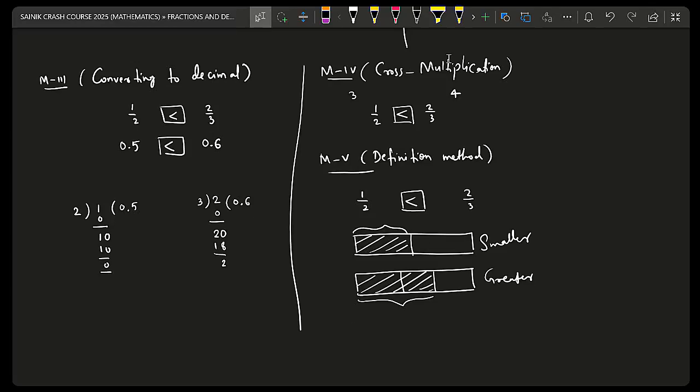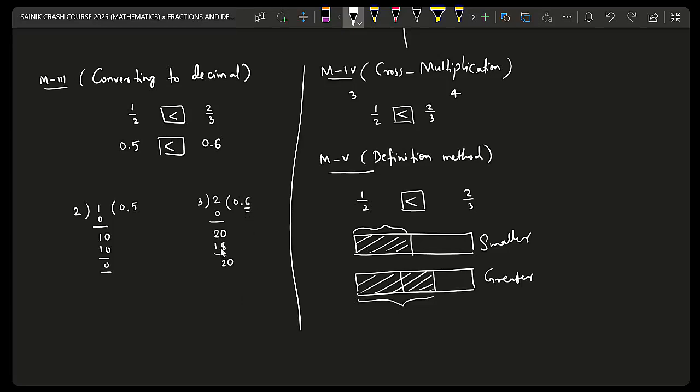Sir, in 2 by 3 a remainder is left. Remainder is left. If you want, you can continue. 3 sixes are 18, remainder 2. Because of the decimal, we get 0.6. 3 sixes are 18. That means this 6 is going to continue forever. In that case also 0.5 is smaller than 0.6, right? But to compare, only one digit is enough for me. Yes, sir. That's why I did up to one decimal place only.